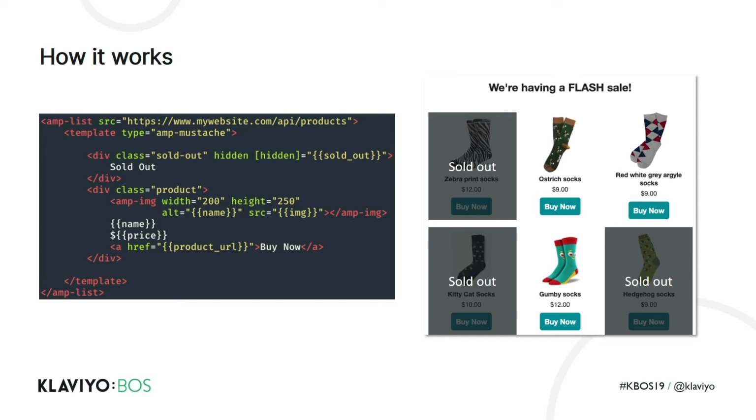In this case, we're pulling it from external resources. The variables in this case are sold out, name, image, product URL, and price. So then we want to go and show the sold out cover only if the product is sold out based on the response from the API. From there, we go and we style our product however we like. So in this case, we're showing an image, the name, the price, as well as the product URL.